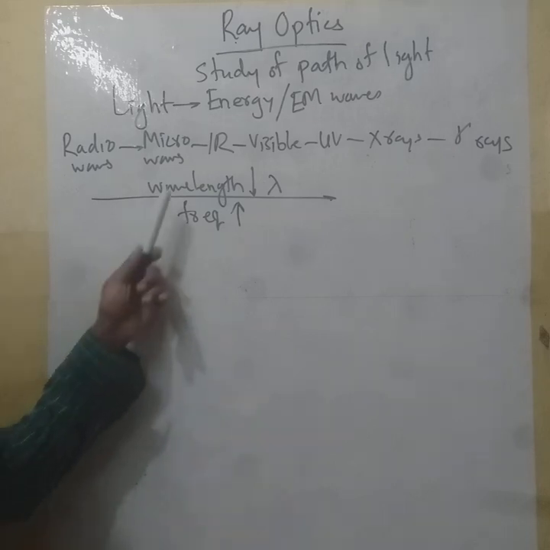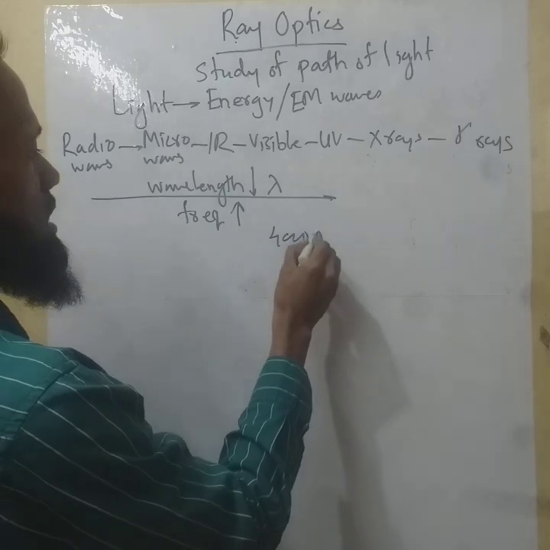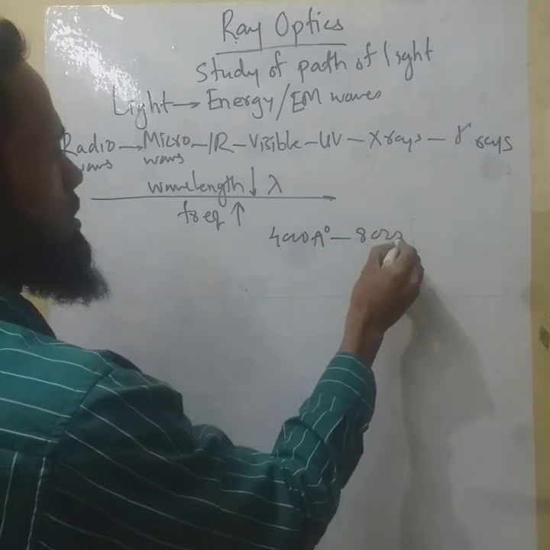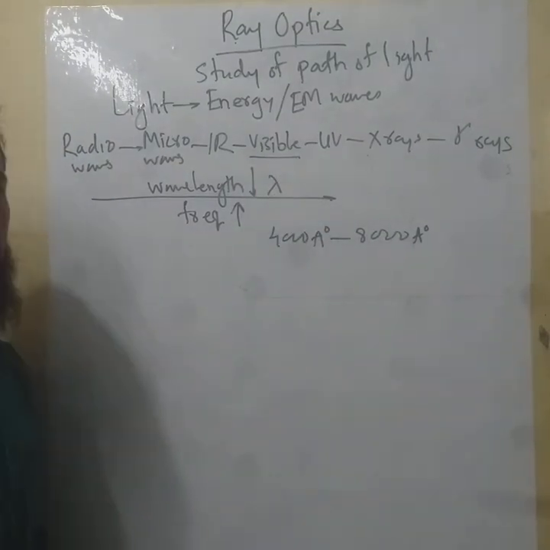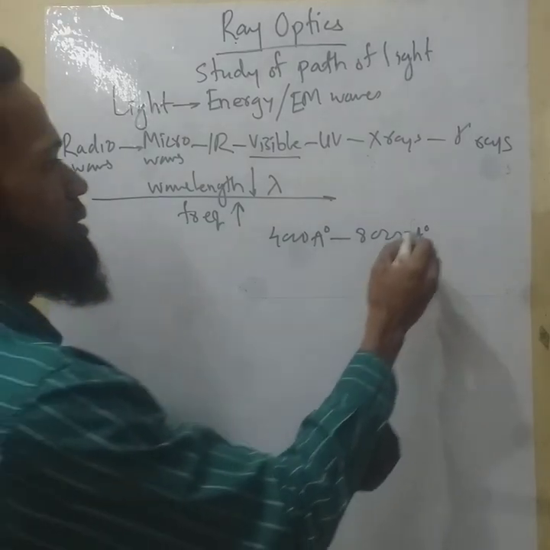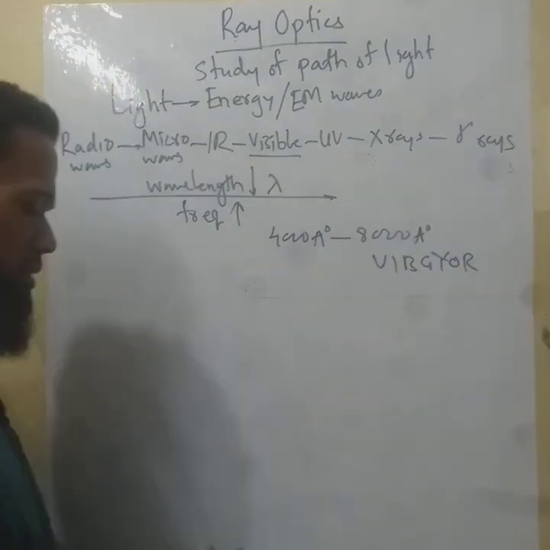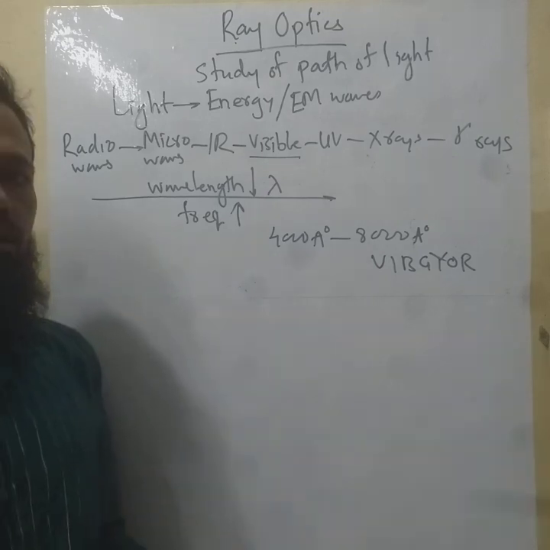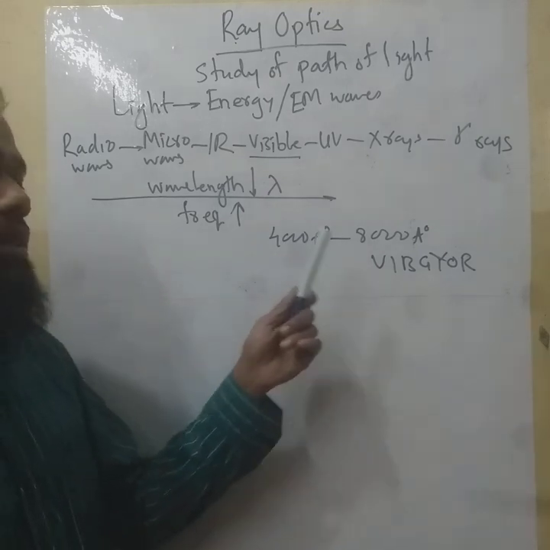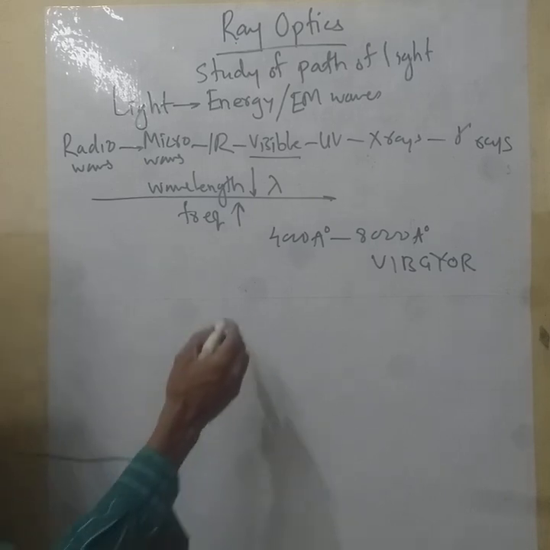Here we are dealing only with visible light, having the range of wavelength 4000 Angstrom units to 8000 Angstrom units. In visible light there are 7 colors, that is called VIBGYOR. These 7 colors we can perceive with our eyes, ranging from wavelength 4000 to 8000 Angstrom units. Okay, further we will study in optics.